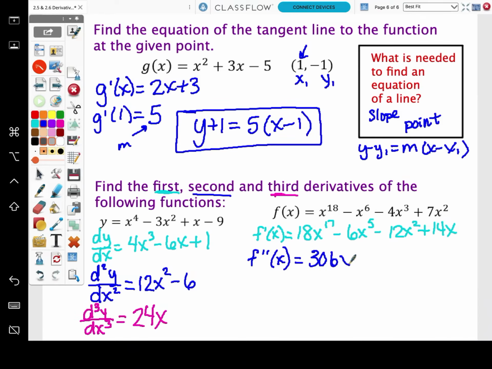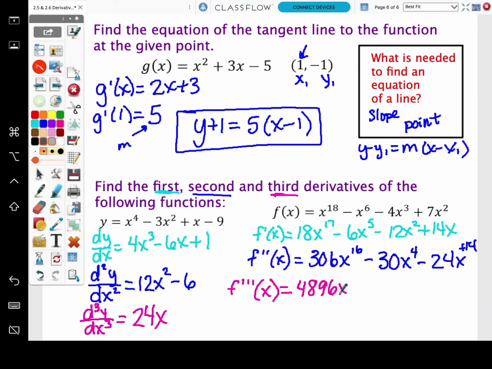And now I need 18 times 17. So 306 x to the 16th minus 30x to the 4th minus 24x. I ran out of room, plus 14. Okay. And our third derivative, we just keep on differentiating. Here's the notation for third derivative. It gets 3 primes, so f triple prime.